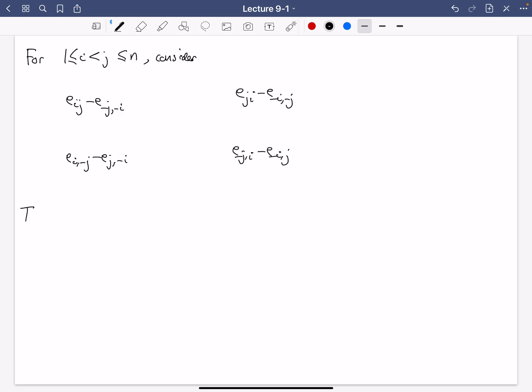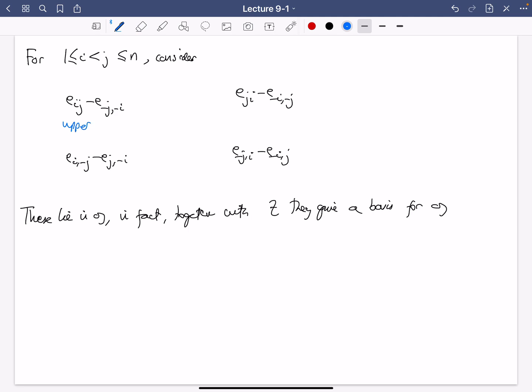So these all lie in G. In fact, together with T, they give a basis for G. And I was just going to note that this first collection is actually upper triangular as a 2n by 2n matrix, and these guys are lower triangular.